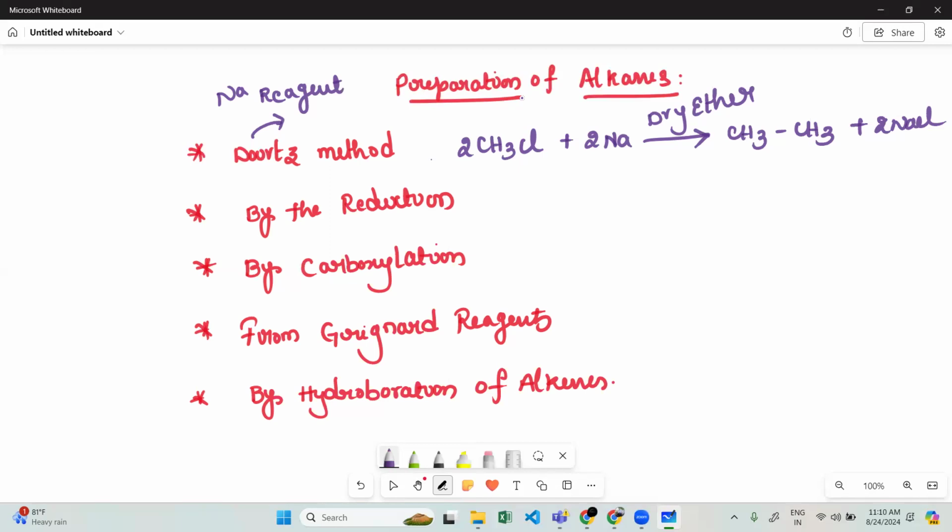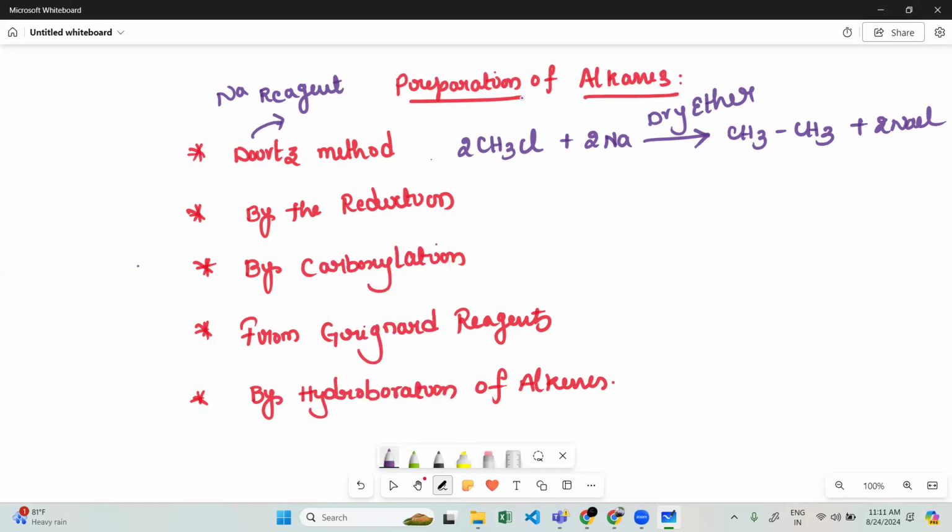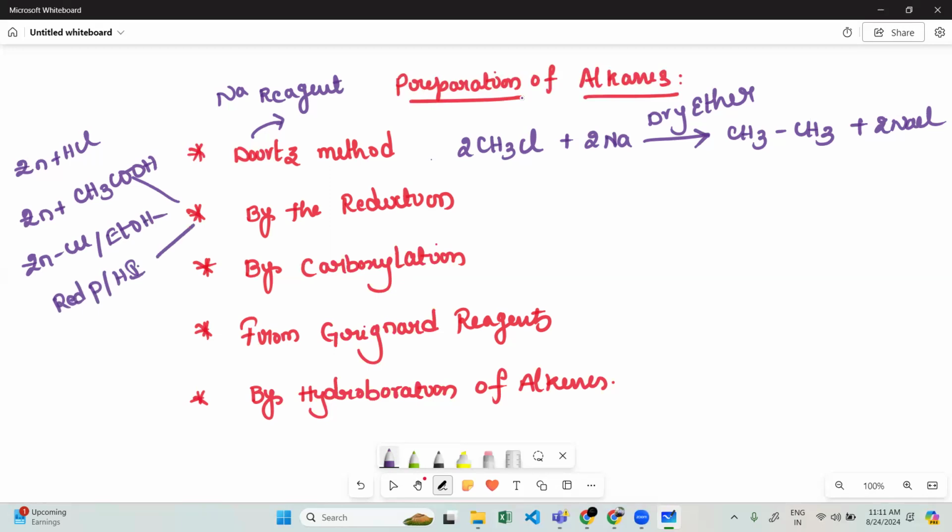Coming to the reduction part, we have a lot of reducing agents. I will discuss a few. One is zinc plus acid. Zinc plus acetic acid is also a reducing agent. Zinc-copper couple with ethyl alcohol, EtOH, is also a familiar reducing agent, and red phosphorus with HI. Also Al with Hg. These are all very familiar reducing agents, and we can use any one.